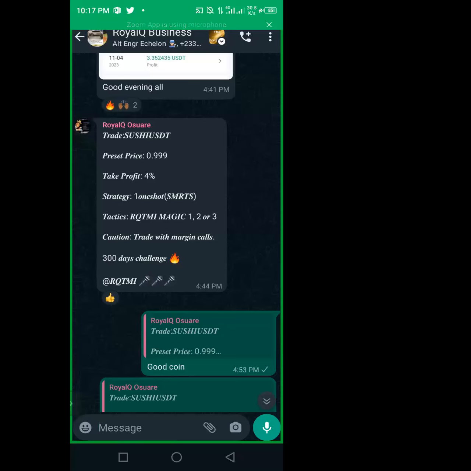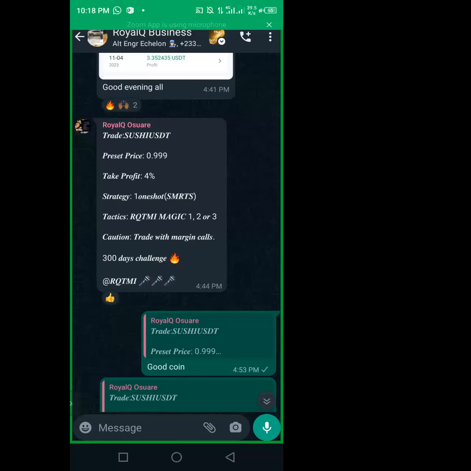It's not that they dropped the signal at 4:41, you saw it at 4:44, and you are still busy trying to set up margin calls whereas others have entered it. If you delay, some people might say their coins have delivered and yours has not delivered because your entry price differs.